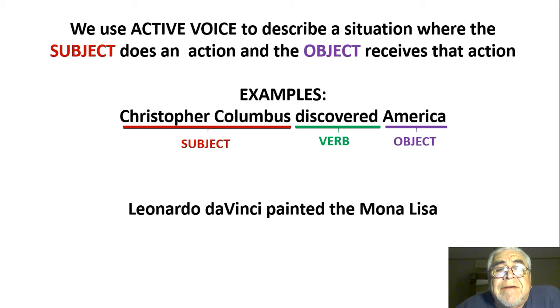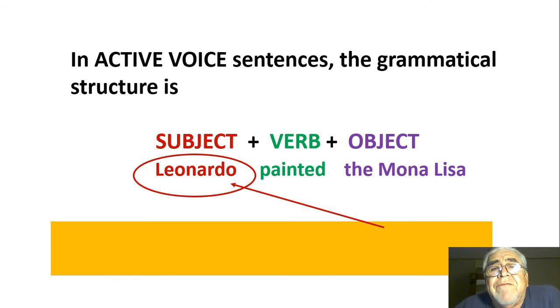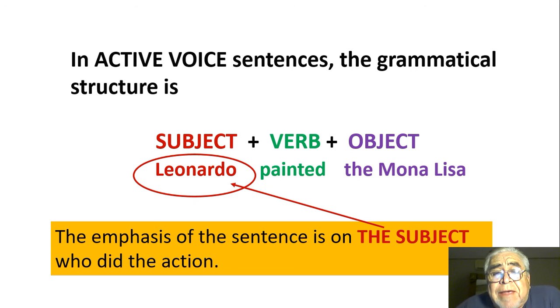In this sentence, Leonardo da Vinci is the subject, painted is the verb, and the Mona Lisa is the object who received the action. In active voice sentences, the grammatical structure is always a subject, a verb, and an object. And the emphasis of the sentence is always on the subject who did the action.